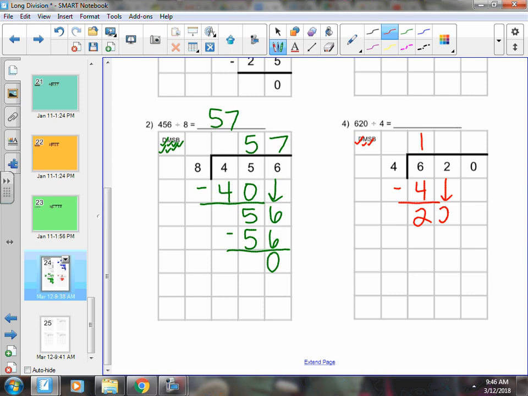Bring down. So we're going to keep dividing into groups of 4 until we've done the entire number. We have 22 to look at right now. How many groups of 4 can you make from 22? 5 groups of 4. 5 times 4 is 20. Subtract. Bring down.